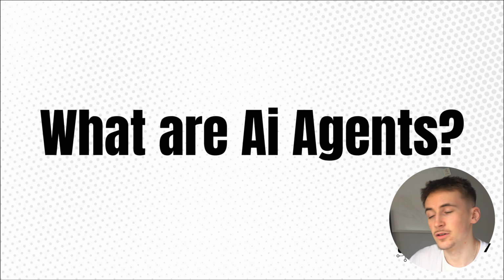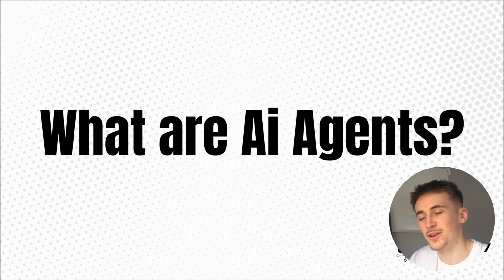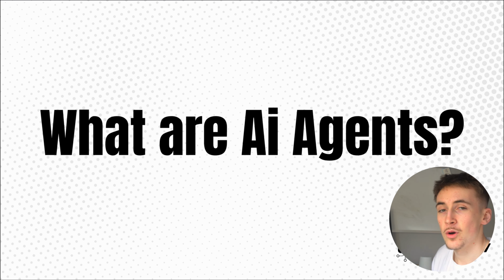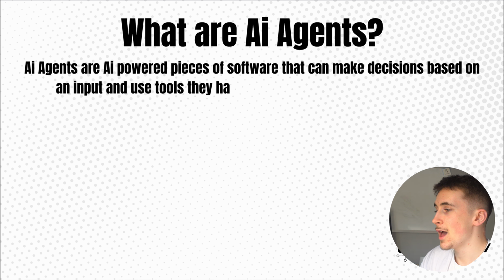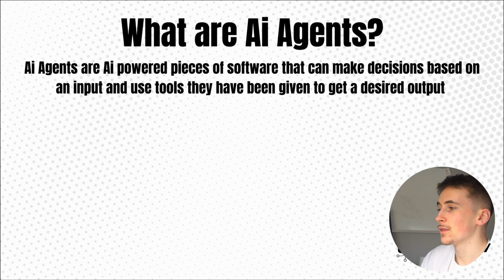Okay guys, so first of all we're going to start off with what actually are AI agents, because you guys might be completely new to this space. Some of you might know a little bit about it, some of you might be a little bit more advanced, but we're going to begin with what actually are AI agents for those who don't know. So the way I like to describe AI agents are AI powered pieces of software that can make decisions based on an input and use tools they have been given to get a desired output.